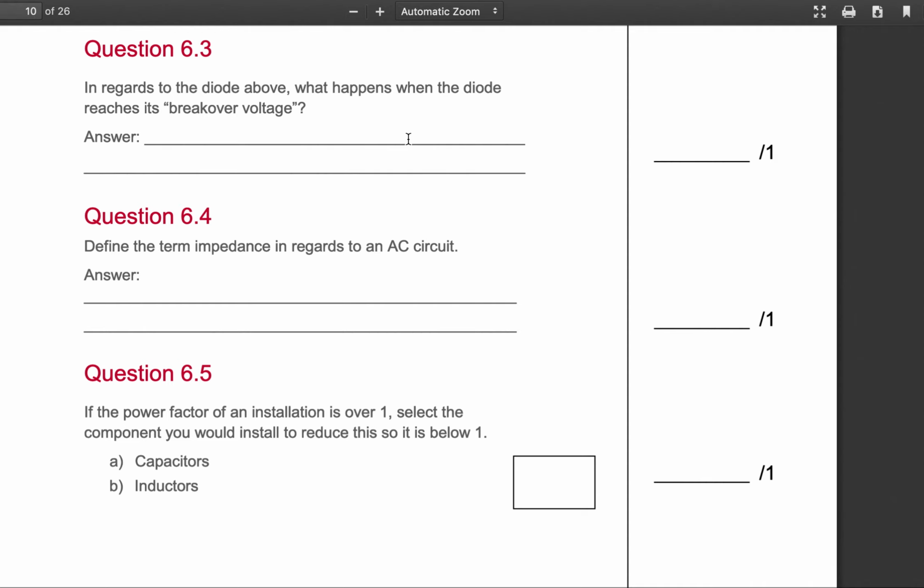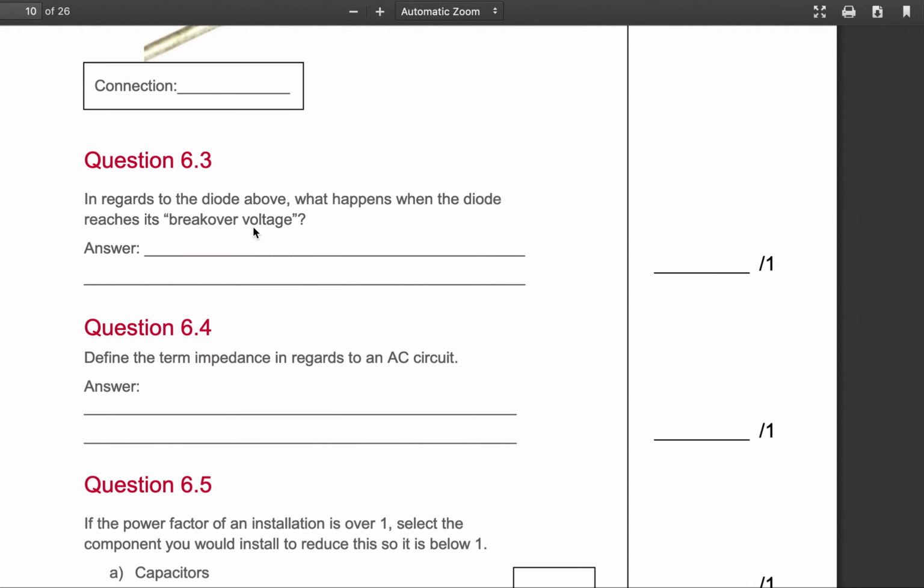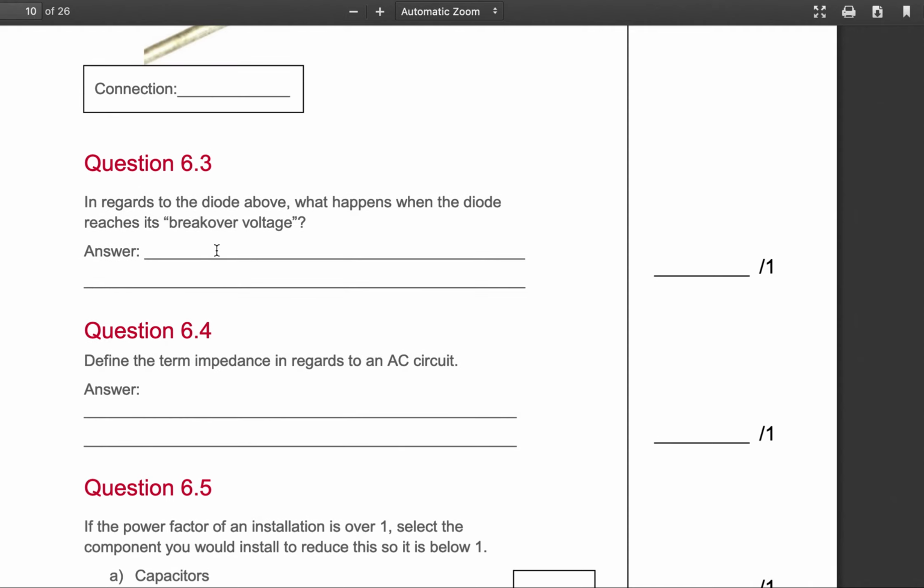For the diode above, what happens when the diode reaches its breakover voltage? When it reaches its breakover voltage, probably about 0.7 or 0.6 volts, it's going to conduct. So the answer there is it's going to turn on.